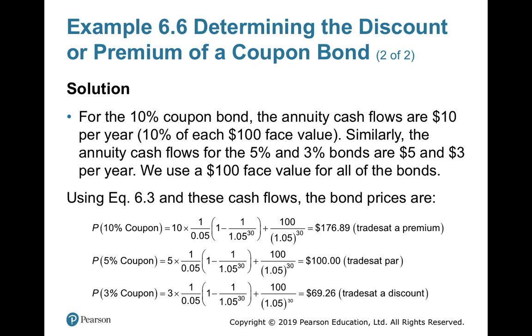Annual means 30 years, n is 30, and we used the second part, that is the face value. Face value will be 100. It is like a zero coupon bond, one payment at last. So 100 divided by 1.05 to the power n, that is 30 years. It comes to 176. As we have seen, coupon 10%, YTM 5%, therefore it is a premium bond.